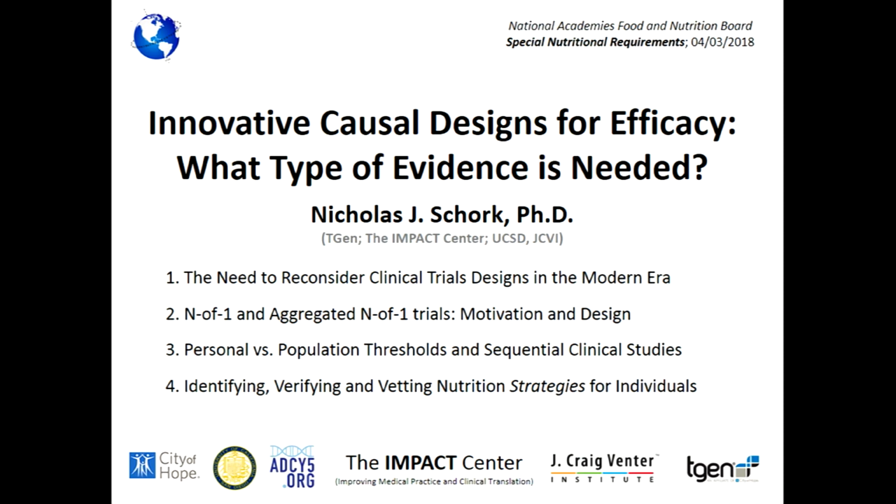Sorry about that. Four topics I want to talk about. First, just raise the issue of having a need to reconsider clinical trial designs in the modern era with all the emerging technologies that researchers have access to. Talk about the N of 1 and aggregated N of 1 trials and their motivation and how one designs such trials. Talk about personal versus population thresholds, an emerging concept given the ability to monitor people over time. And then talk about the idea of actually vetting algorithms for matching nutritional interventions to individuals.